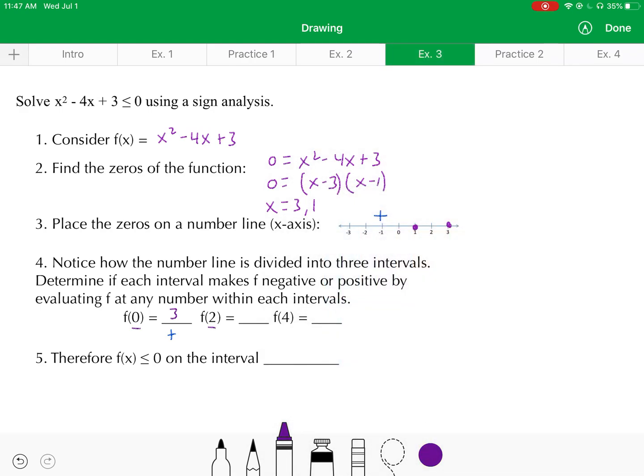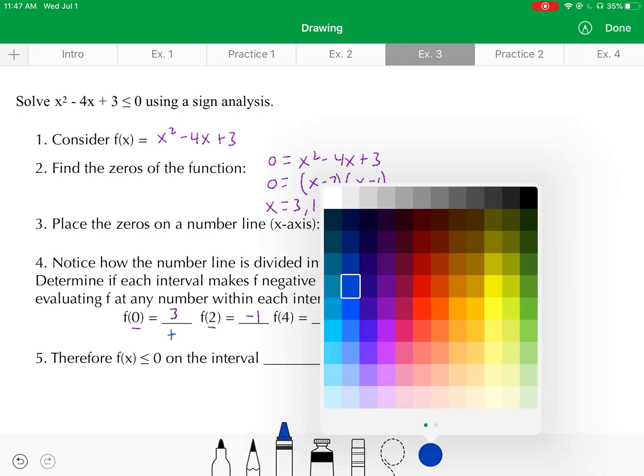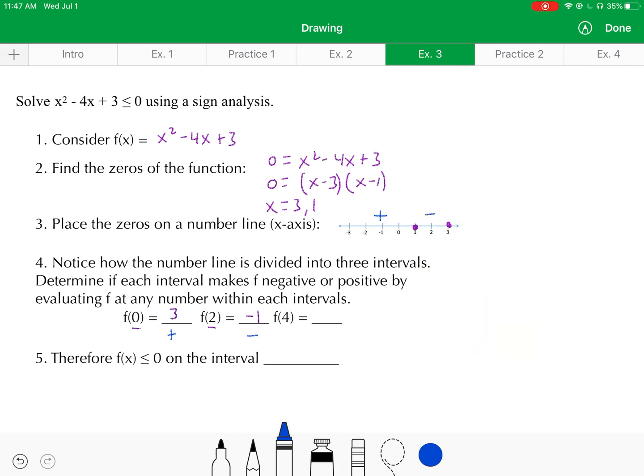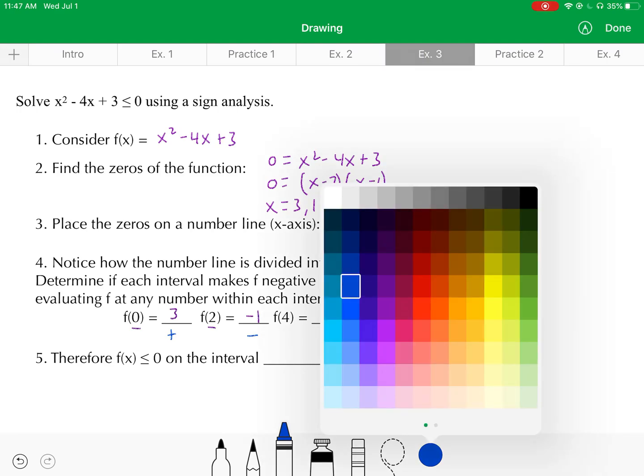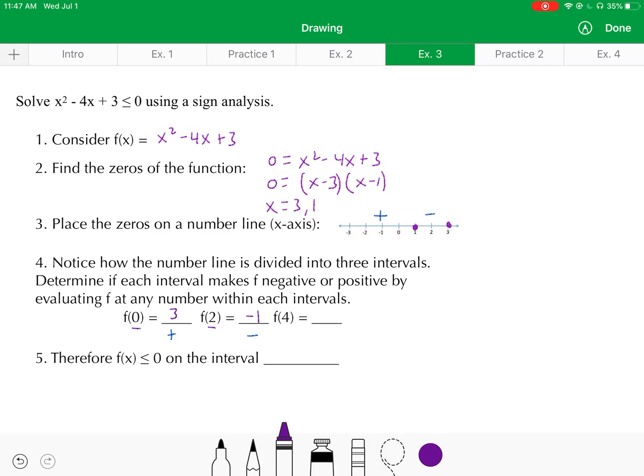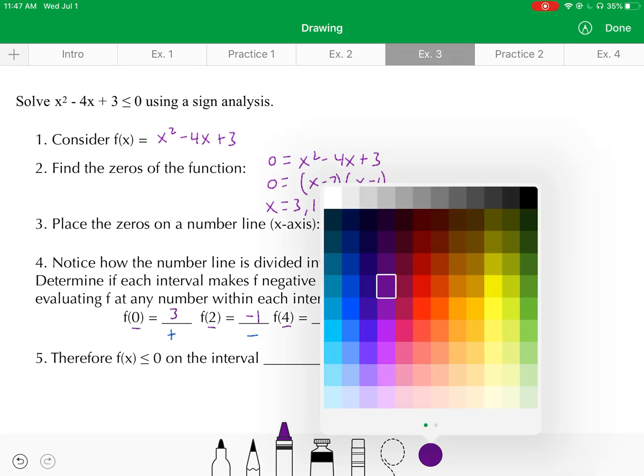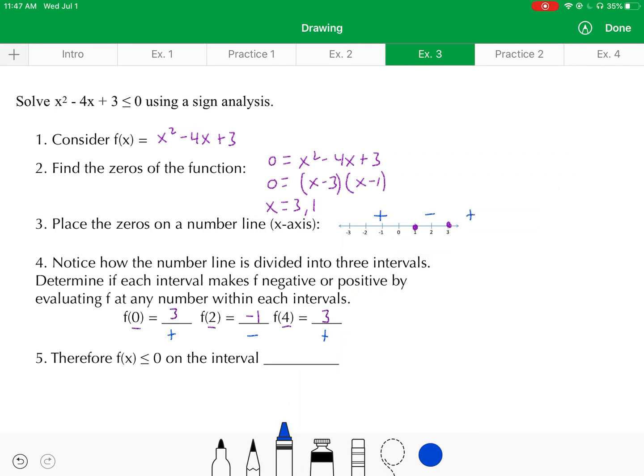In the middle interval, I'm testing 2 for x. F of 2 is -1, which is, of course, a negative number. So in the middle interval, I'm putting a negative sign. And then in the final interval from 3 to infinity, I'm going to test an x value of 4. F of 4 ends up equaling 3, which is also a positive number. So you can see the sign analysis for this example turns out to be very similar to the previous, right? It's plus, minus, plus, which means the parabola is once again behaving in this manner.